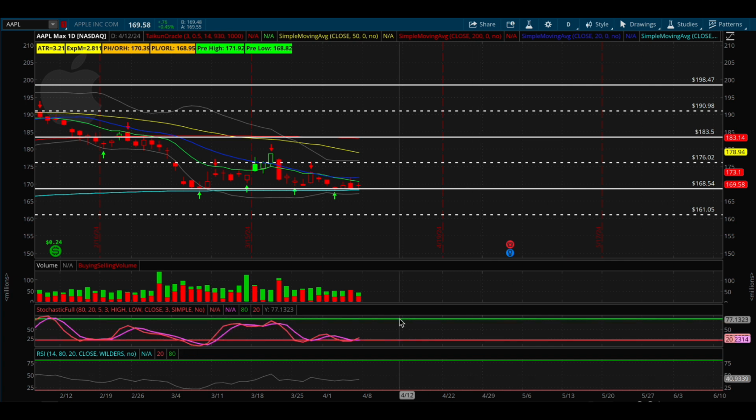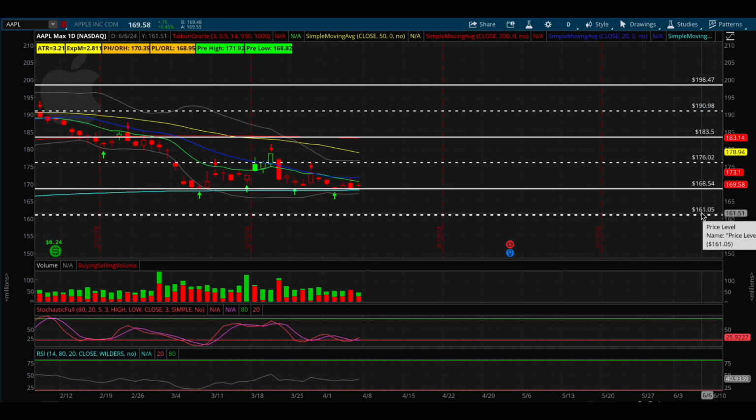Now, I want to show you Apple. Right now, we're going to show you the key levels for Apple. So the key level right here for support is 168.54. Key level of support, 168.54. Below that, you can drop to 161.05. Keeping it simple. Below 168.54, you can drop to 161.05.